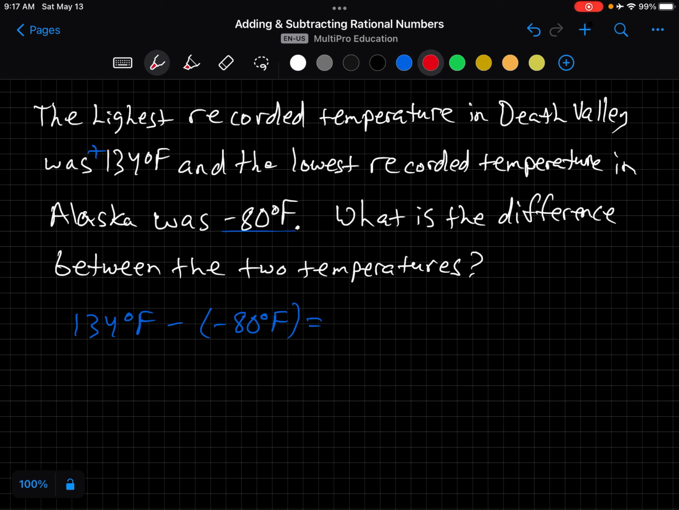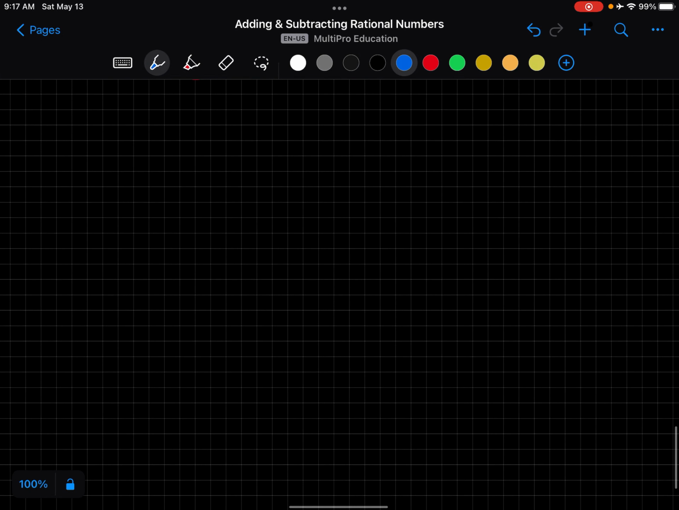So we can rewrite this based on what we just learned. 134 degrees Fahrenheit plus 80 degrees Fahrenheit, because we have these two negatives, they make a positive. And this becomes 214 degrees Fahrenheit. And that's the difference in those temperatures. That's a huge difference between what the temperature is in Death Valley and this place in Alaska. Crazy, huh?